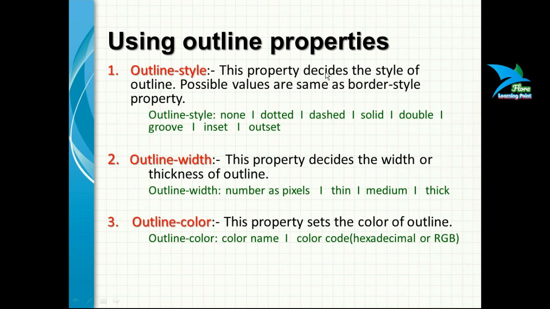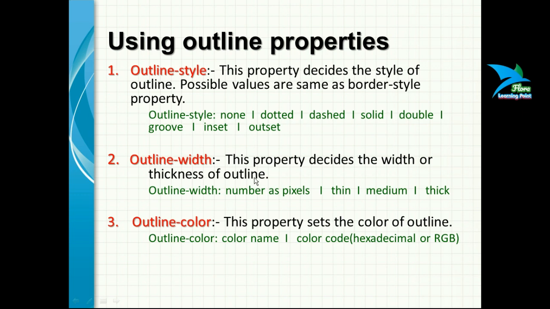Next we'll discuss how to use these outline properties. First we have outline style. This property decides the style of the outline. Possible values are the same as the border style property. So the possible values are none, dotted, dashed, solid, double, groove, inset, outset. So these are the possible values that we can assign to the outline property.